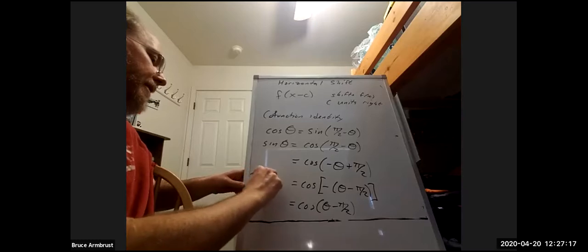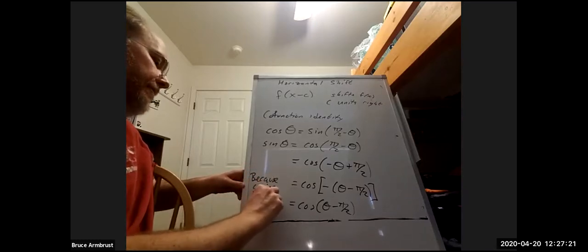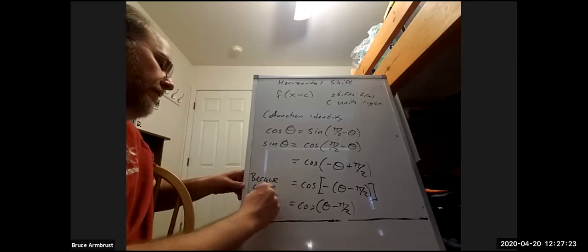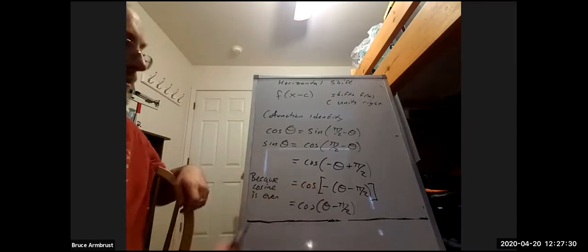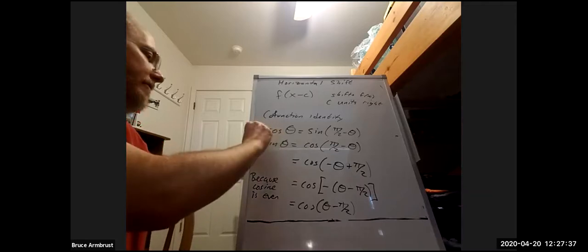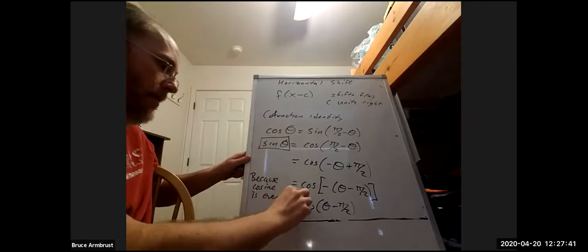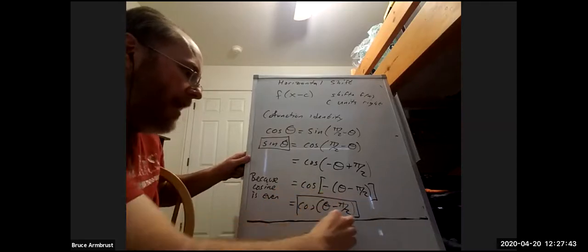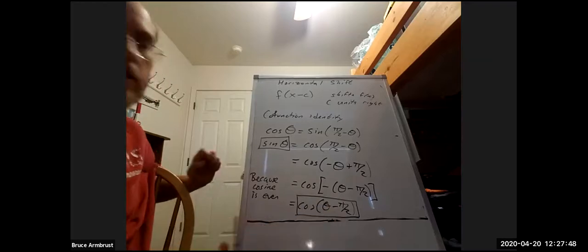I'm going to put here because cosine is even. So that's the step that lets me do this. Because cosine is even, the negative doesn't matter. So what we see, what this just showed us, is that the graph of sine is the same as the graph of cosine being shifted pi over 2 to the right.